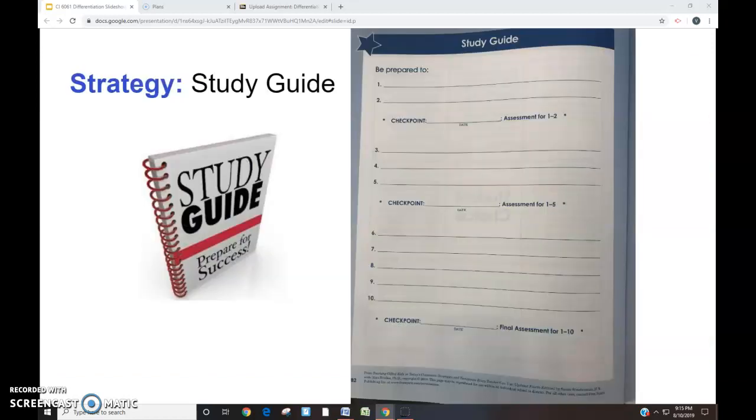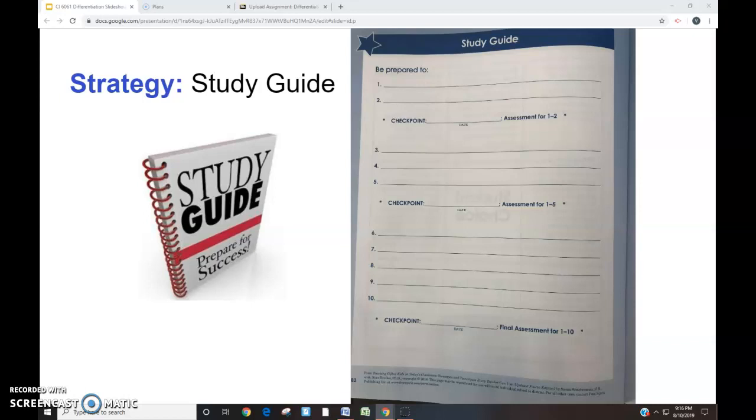Another compacting strategy is the study guide strategy, which is another way to differentiate. In this strategy, students do not have to complete all the work that their classmates are completing. These students have already mastered the work and do not need to do busy work or additional practice. They do need to demonstrate mastery of the content through assessments and checkpoints.